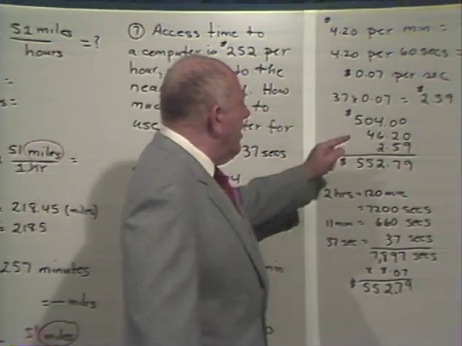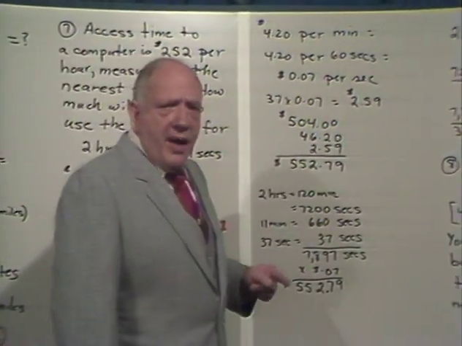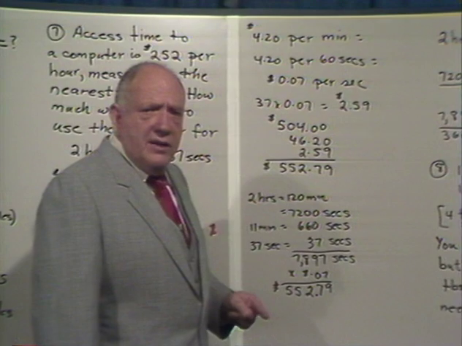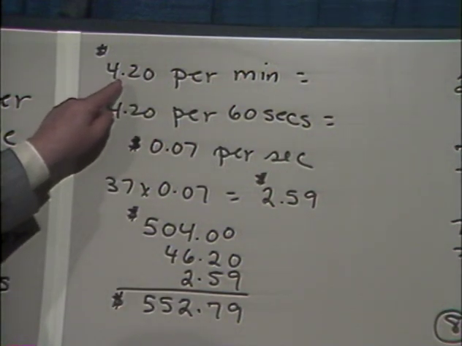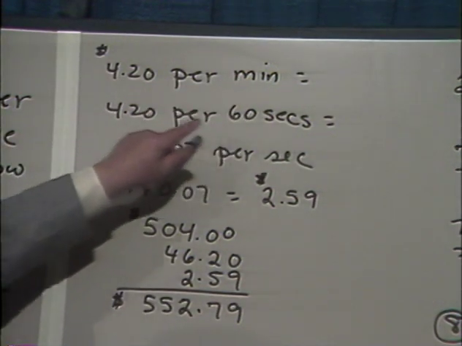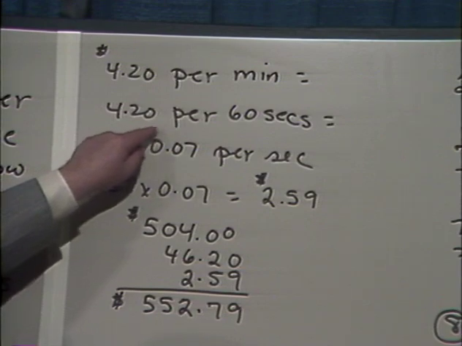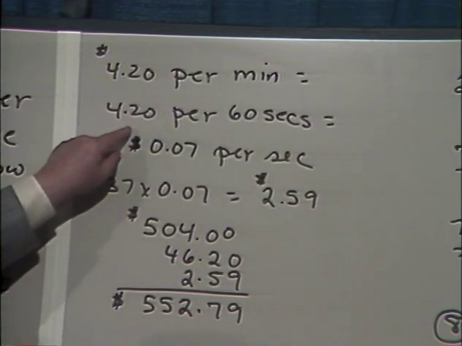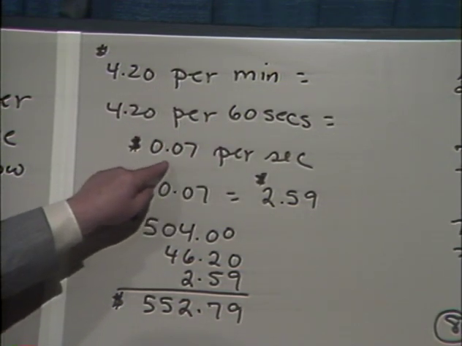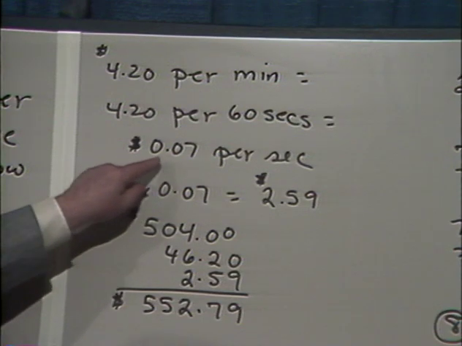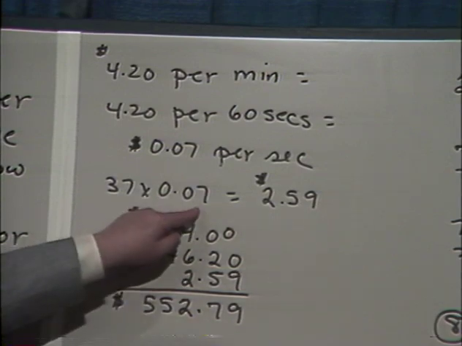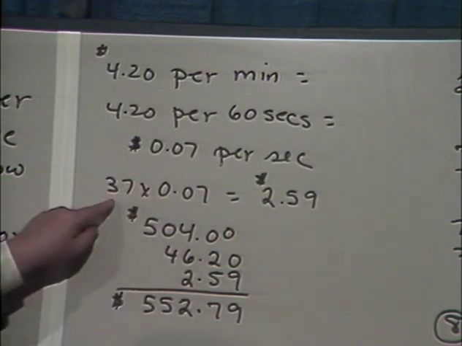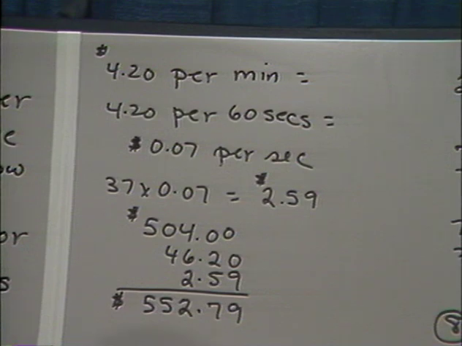Okay? Now, how about the seconds? The problem is, if I want to multiply a rate by seconds, the rate has to be given in dollars per second. Otherwise, I have to convert. Notice that $4.20 per minute is the same as $4.20 per 60 seconds. 4.20 divided by 60 is 0.07, so it's 7 cents per second. So if it's 7 cents per second, for 37 seconds, it will cost me another $2.59.